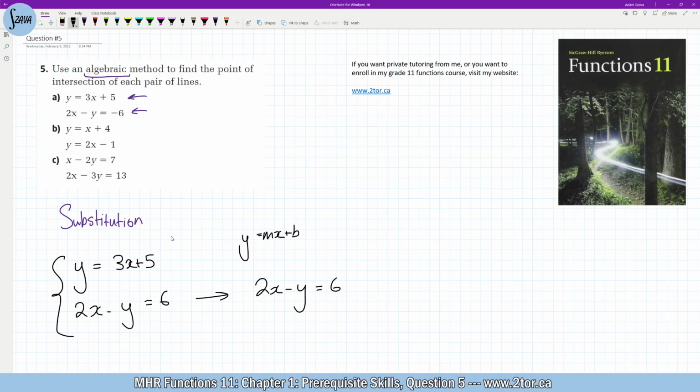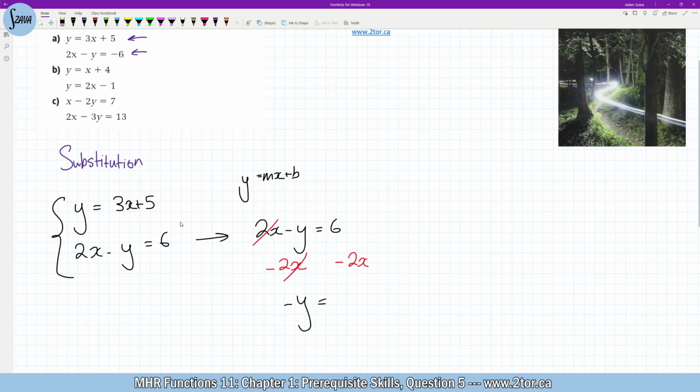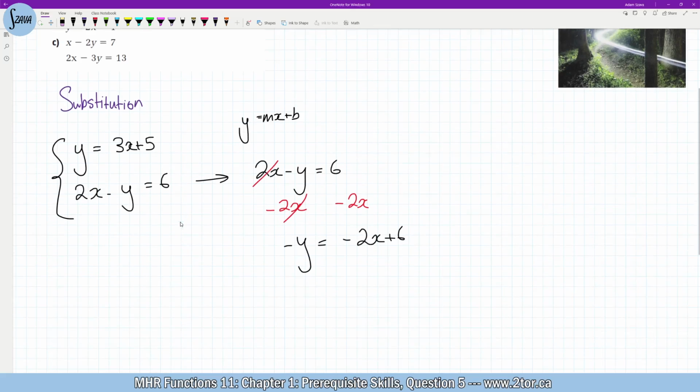The way I'm going to do that is I just want to solve for y. So what's in the way of y being alone? Well, 2x is certainly in the way. So I'm going to subtract 2x from both sides. That will cancel. I'm going to have negative y equals negative 2x plus 6. And I don't want negative y, I want positive y. So what I'm going to do is multiply both sides by negative 1.